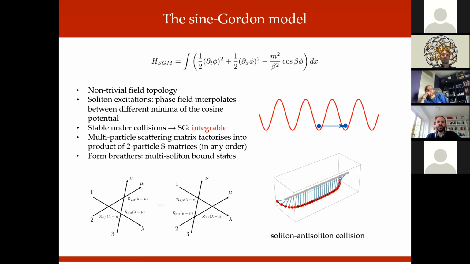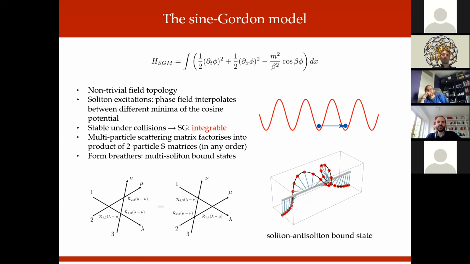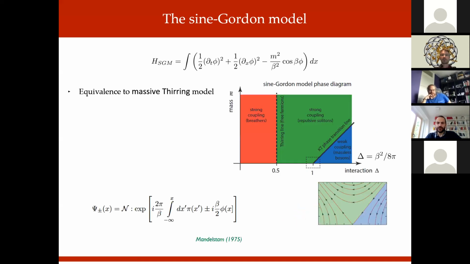And the scattering between many particles, many solitons, can be decomposed into a sequence of two-particle scattering processes, which is the characteristic property of integrability. So we have all the nice properties that we know.